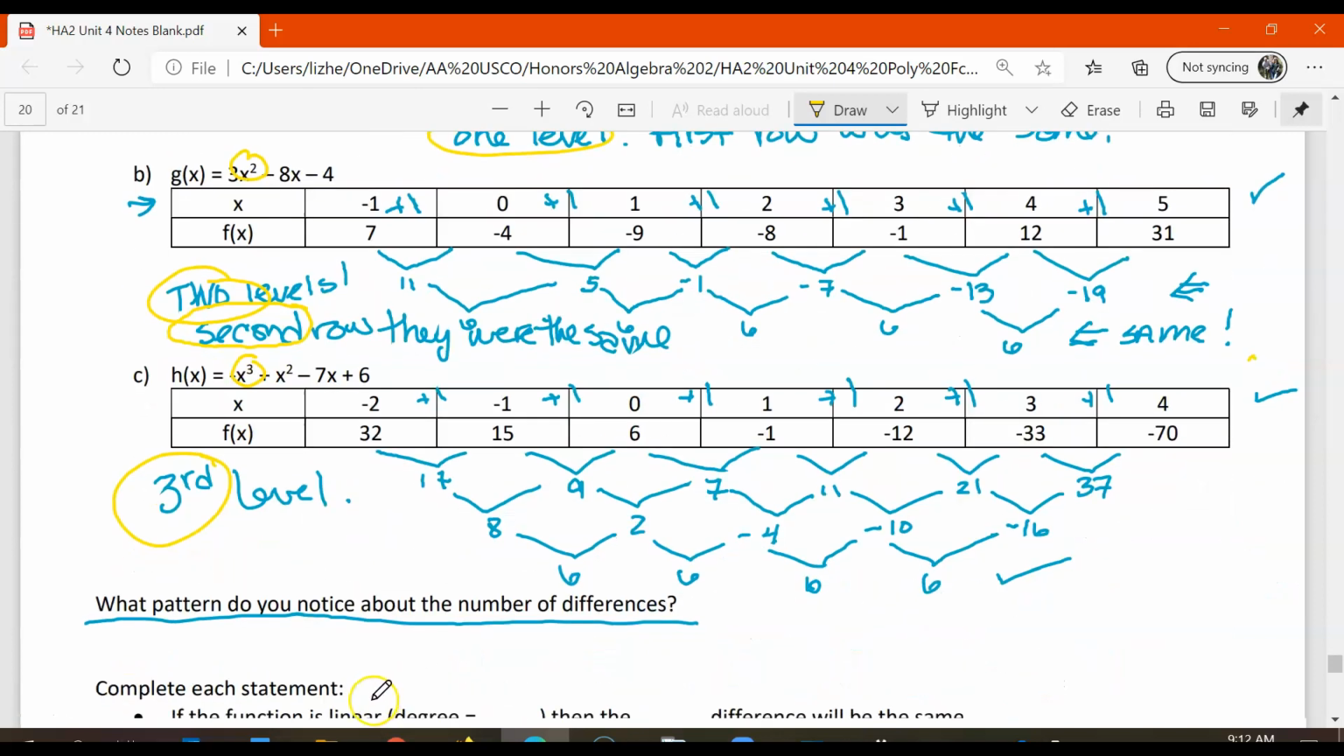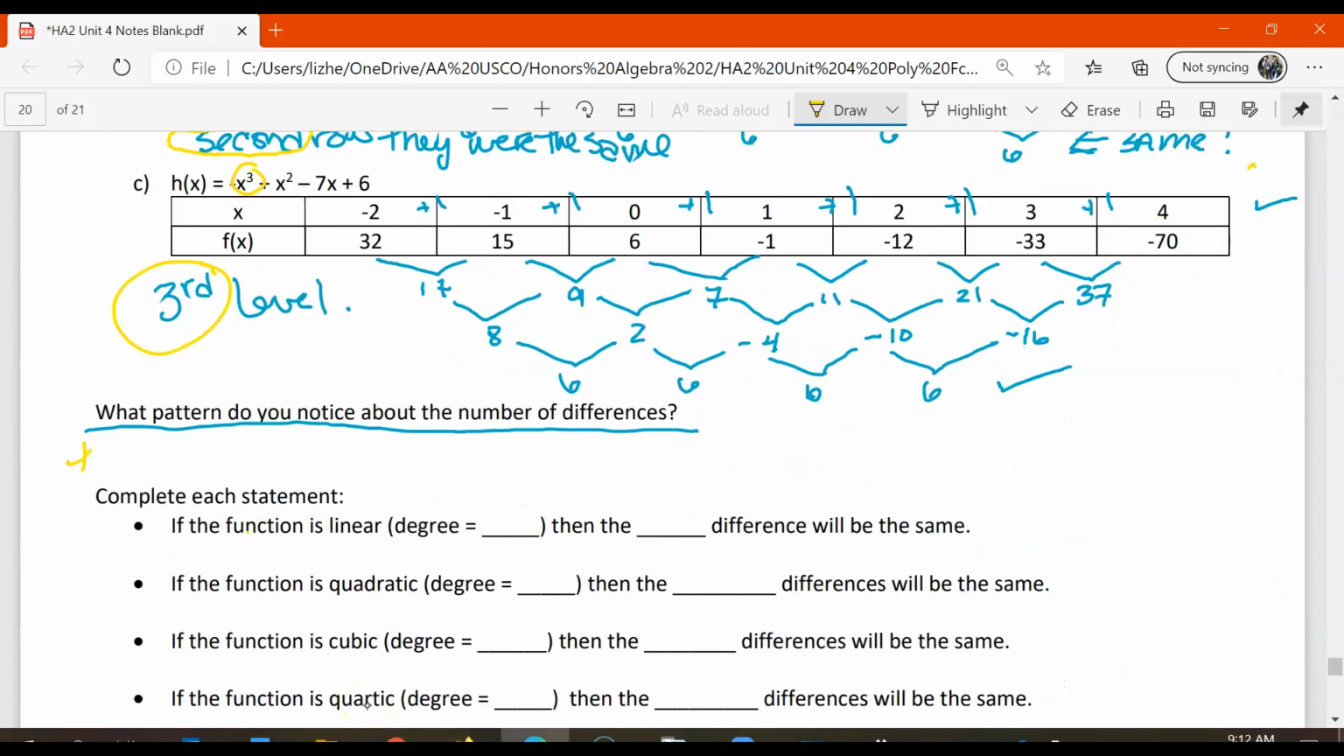So what we can notice here is that the number of differences is equal to the degree of the polynomial.